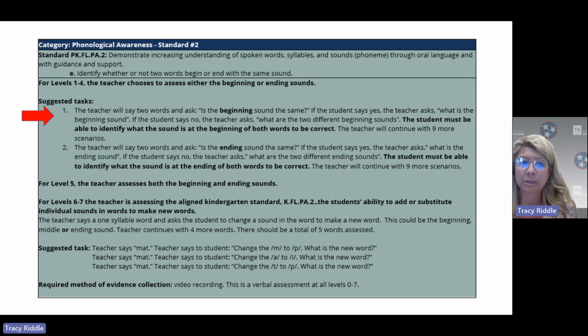It's important to note that you must assess whether the students can identify if they are the same at the beginning and the end, and also if they can make the sounds that they hear at the beginning or if you're assessing the ending sounds. So the students must be able to identify what that sound is at the beginning or if you're assessing the ending of both words to be correct. It's also important to know that you must assess this standard using 10 different scenarios.